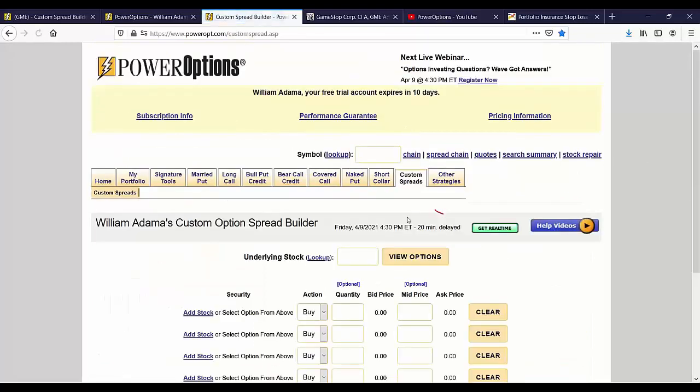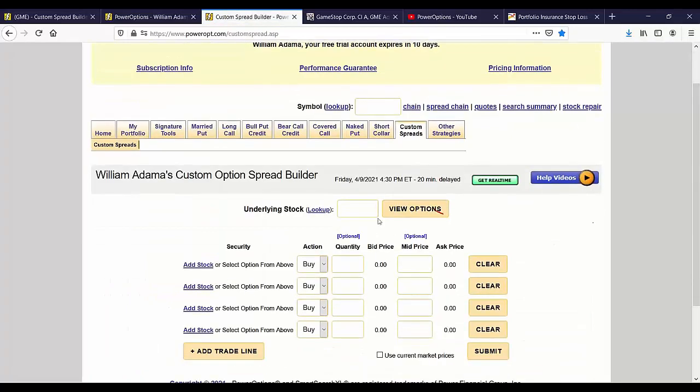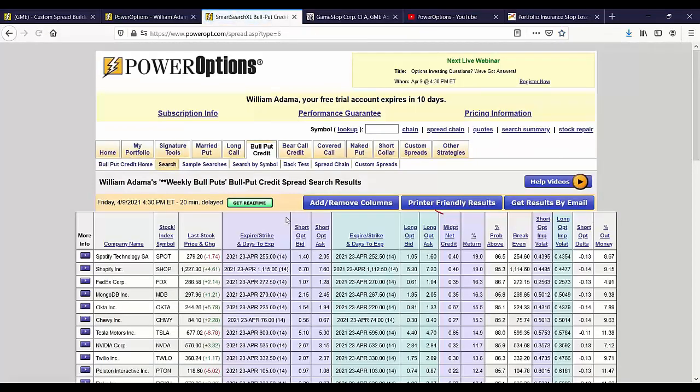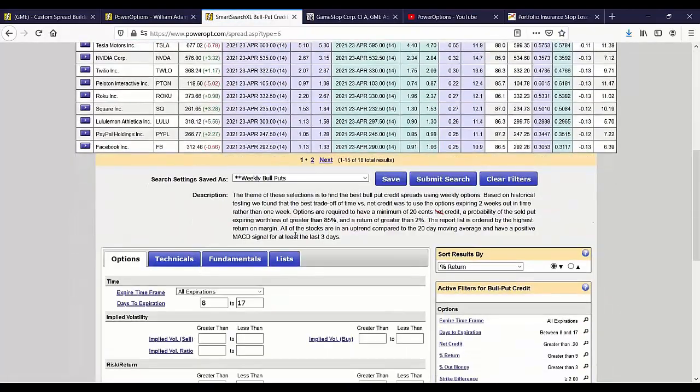I could build both spreads in the custom spread tool, or I could build a spread in the custom spread tool, then open a second window and then build it again. Or let's say I wanted to go to bull put credit and I go to search. Now, another way to approach this is just on the fly, create a list.